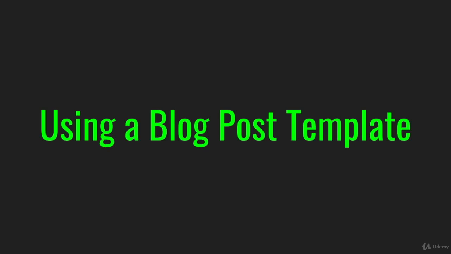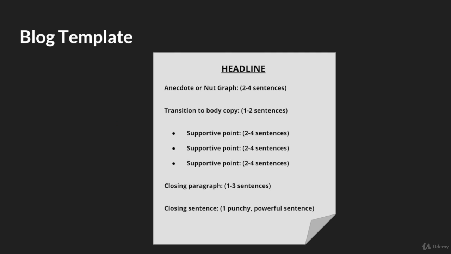For every blog post I write, I use a blog post template. And this is what it looks like. So for every article, every blog post, I have a headline, and then I have an anecdote or a nut graph, which is 2 to 4 sentences. If you don't know what an anecdote or a nut graph is, don't worry, we're going to go into that in just a moment. And then I transition to the body copy, 1 to 2 sentences, and then I make my supportive points for my main idea.